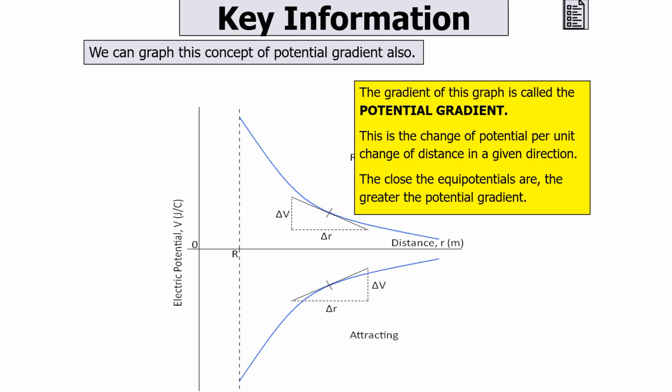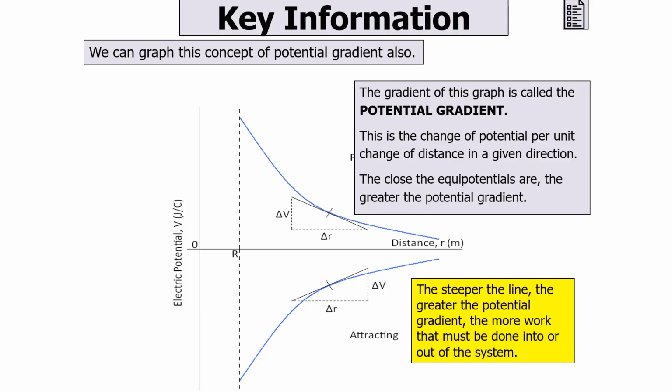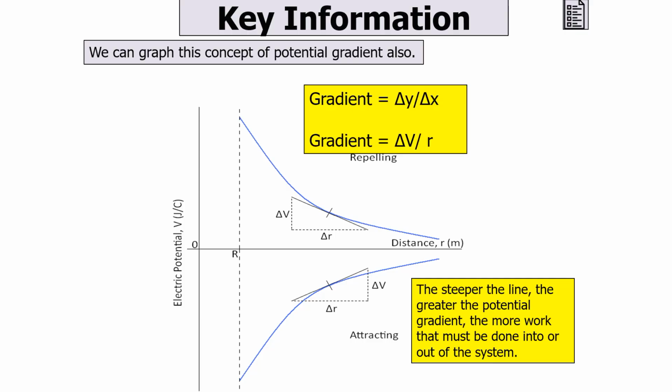Now we can graph this concept of potential gradient. The gradient of this graph of V against r is called the potential gradient. As we said before, it is the change of potential per unit change of distance in a given direction. So the closer the equipotentials are, the greater the potential gradient. This graph shows the electrical potential against the distance from the charged object producing the electrical field. So the steeper the line, the greater the potential gradient, the more work that must be done into or out of the system. Our gradient is the change in y over the change in x, or delta V over delta r.